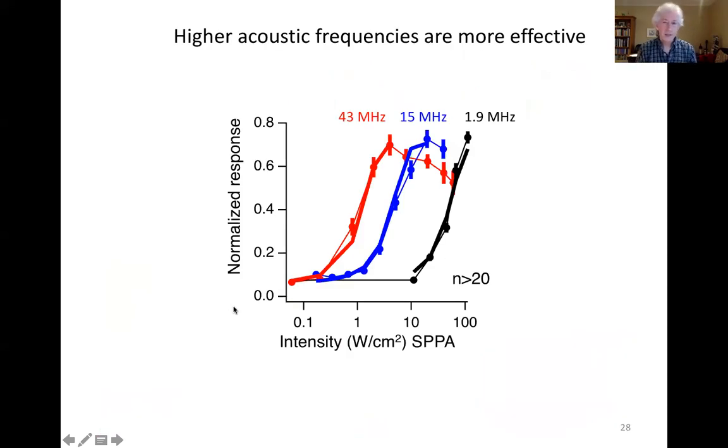So by changing the acoustic frequency, just doing the same experiment at different frequencies, we found that higher acoustic frequencies are more effective. So the threshold for intensity is much lower for high acoustic frequency in the retina. So that really rules out cavitation as a mechanism, and it implicates either radiation force or temperature.